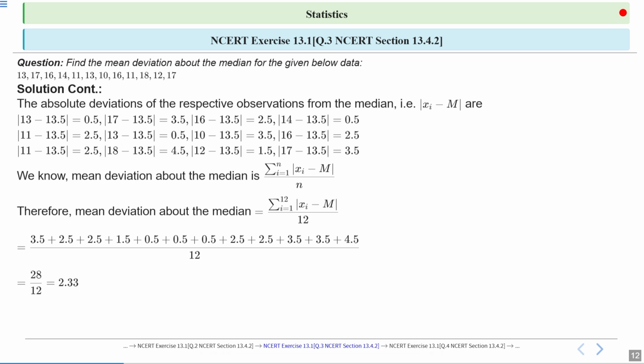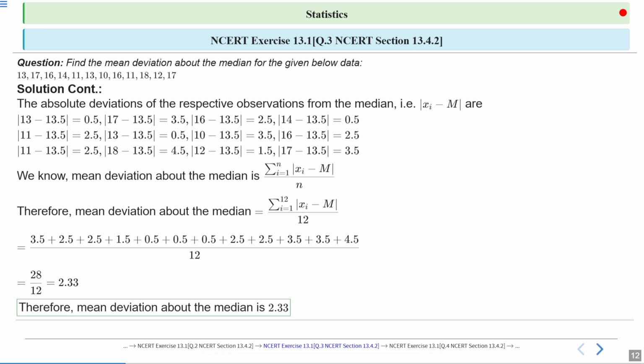So after adding all those numbers, we get 28. So mean deviation is 28 divided by 12, which equals 2.33. Therefore, mean deviation about the median is 2.33. So I hope this question is clear to all of you and you are getting my point. So now let's move to the next question.